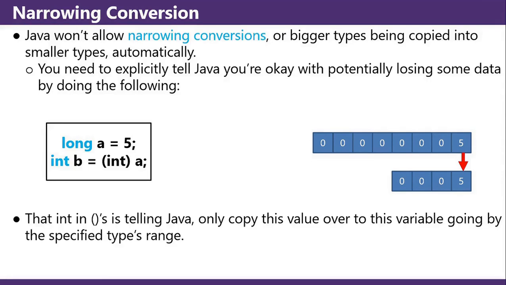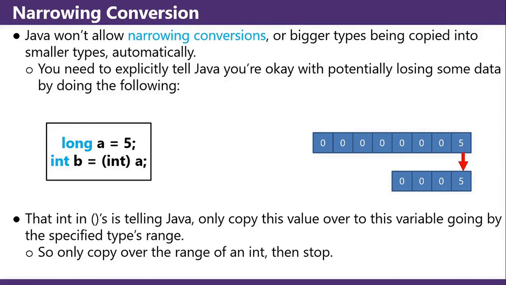That int in parentheses is telling Java to only copy this value over to this variable, going by the specified type's range. So only copy over the range of an int and then stop. That's what this illustration is pointing out. Long is twice the size of an int, so only copy over the size of an int and then throw out any data that might be left in that long.